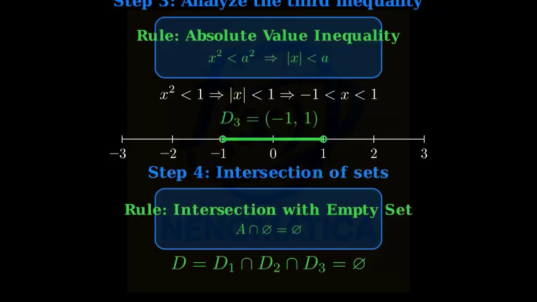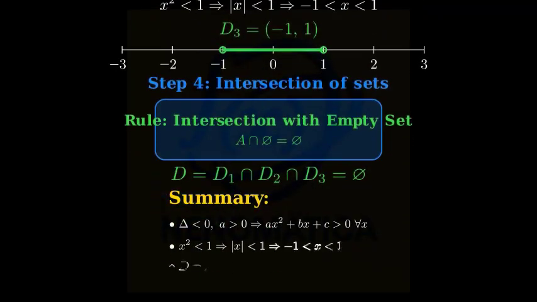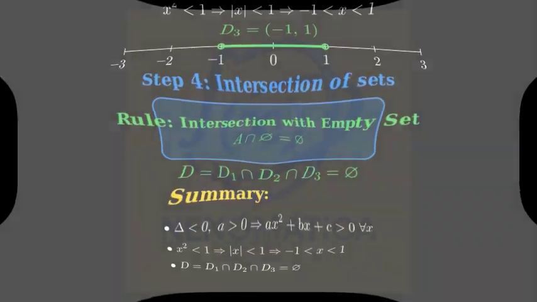Recap. We computed the discriminant for each quadratic. The first two had negative delta and positive a, so they were always positive and did not satisfy the required inequalities. The third gave the open interval from negative 1 to 1, but intersecting with empty sets yielded an empty overall solution.